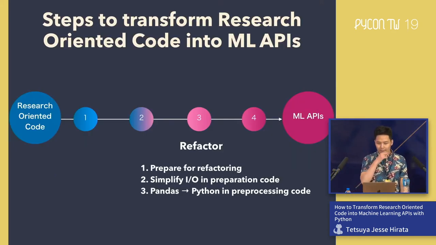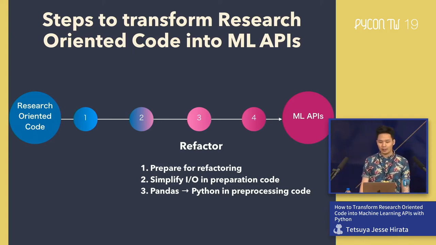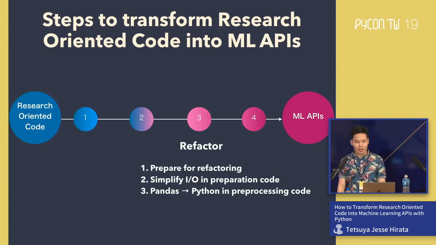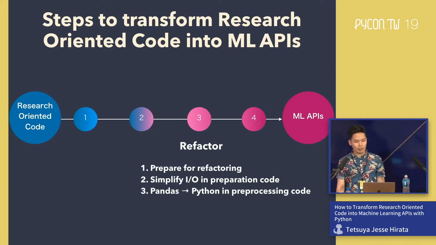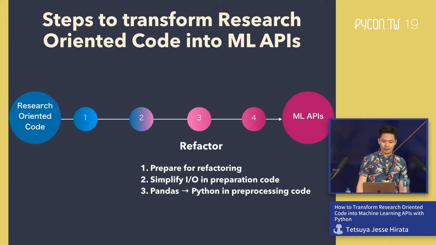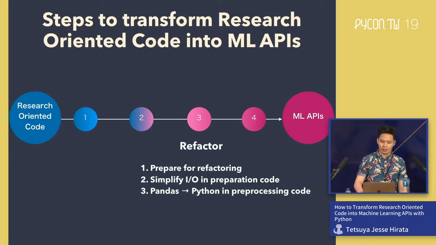Now we can move to the refactoring phase, but we need to prepare for refactoring first. There are two main parts of refactoring, which are I/O and pandas code. Let's look at these processes in more detail. I did not include refactoring of ML code, because ML code that is integrated into products tends to be short, and there might not be space to rewrite or fix.